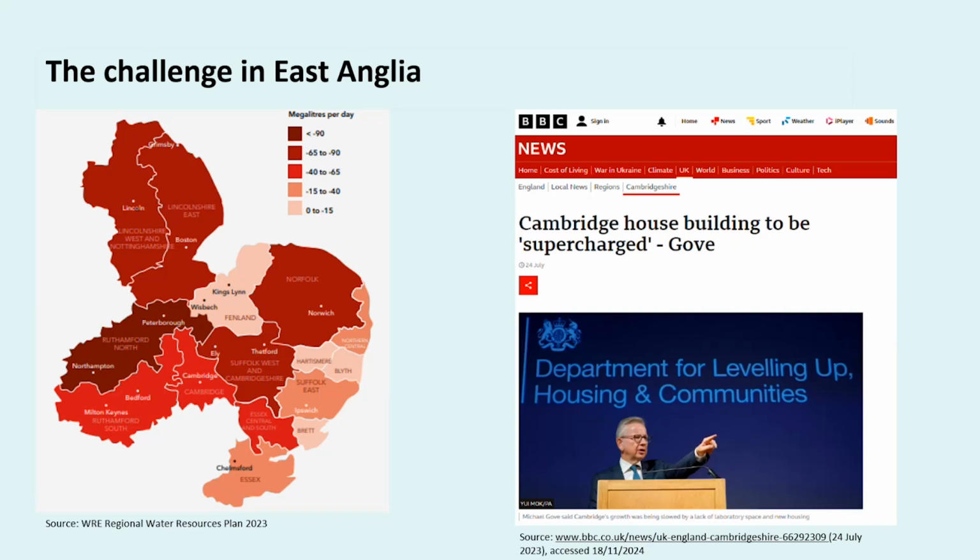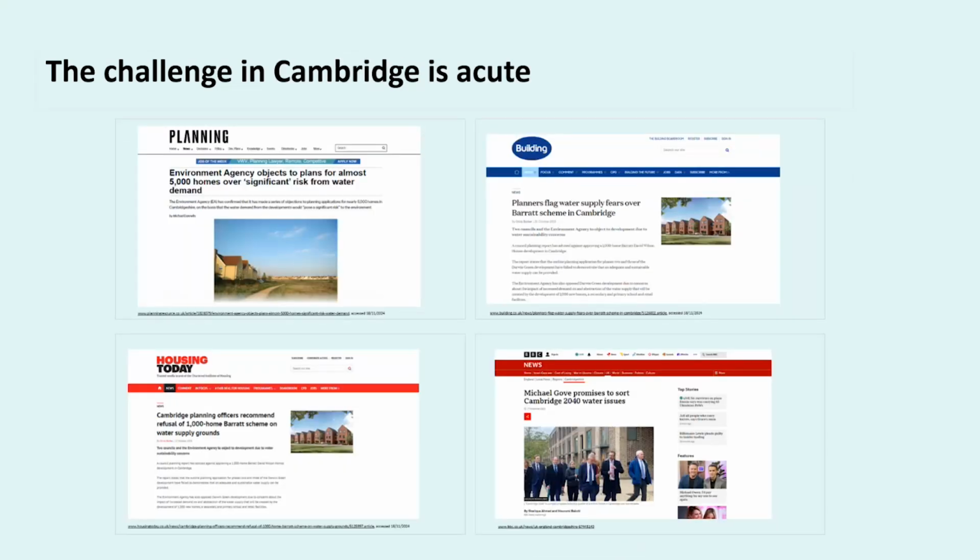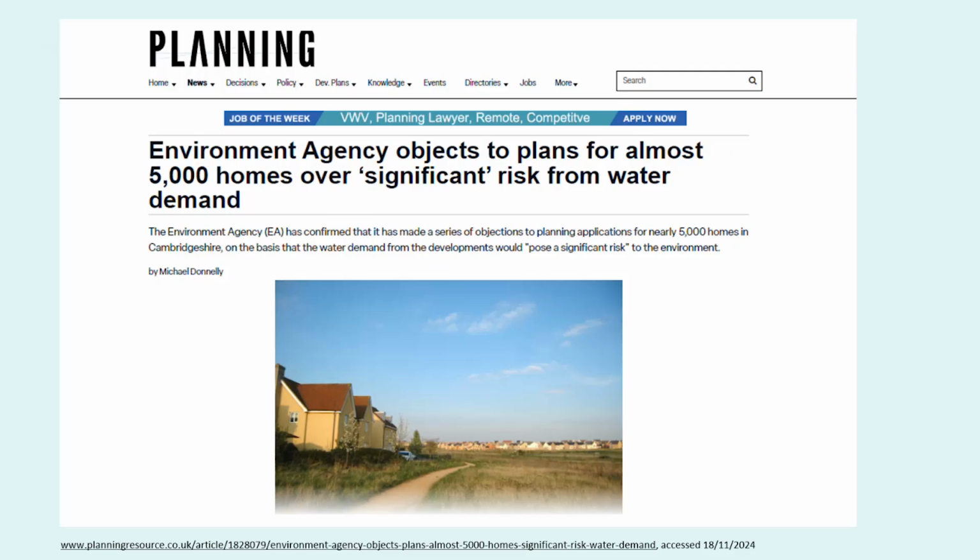Next slide, please. And one more, please. Okay, thank you. In 2023, the Environment Agency objected to new housing developments in Cambridge Water's supply zone because they don't have confidence that Cambridge Water can supply new developments without increasing abstractions from the aquifer, and then adversely affecting Water Framework Directive watercourses such as the Pant and Cam.